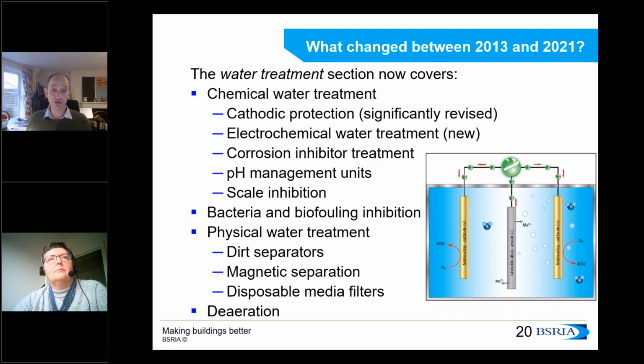And then physical water treatment, which is really things that get stuff out of the system, things that get physical dirt and magnetic particles out of the system. So dirt separators, magnetic separation, disposable media filters. Also at the end, we've got deaeration. As I've said, it's important because oxygen in systems is probably the primary cause of corrosion.